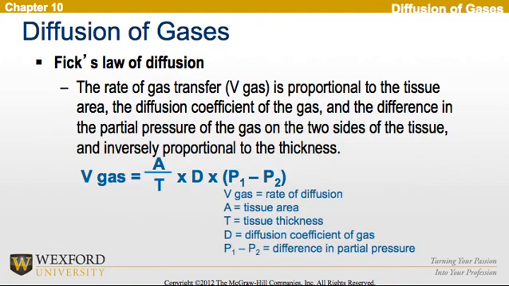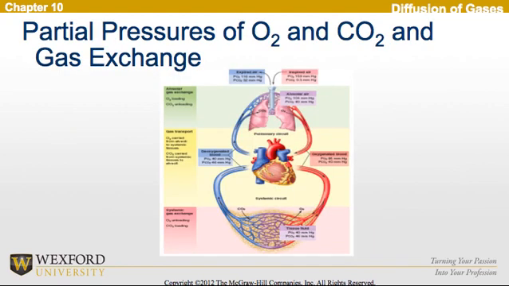Now, looking at the diffusion of gases, we would reference Fick's law of diffusion, which is the rate of gas transfer is proportional to the tissue area, the diffusion coefficient of the gas, and the difference in the partial pressure of the gas on the two sides of the tissue, and inversely proportional to the thickness. In this diagram, we can see an example of the partial pressures of oxygen and carbon dioxide and gas exchange.